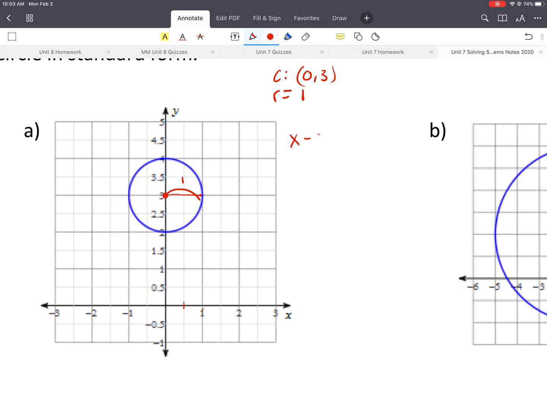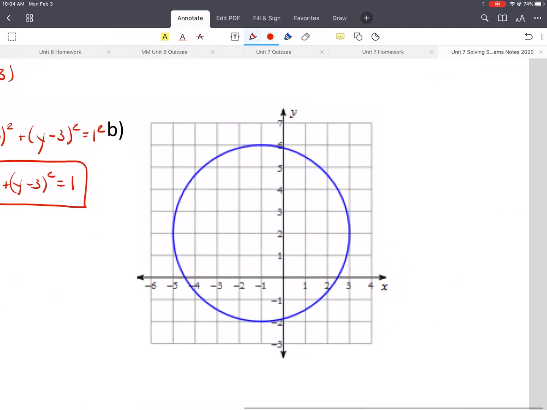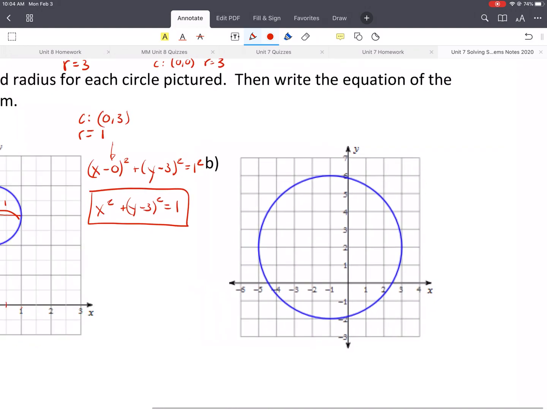So (x minus 0) squared plus (y minus 3) squared is equal to 1 squared. And then we also always need to simplify. If we have a 0 in there, we don't need to keep that, we should get rid of it. So x squared plus (y minus 3) squared, and 1 squared is just 1. You should always simplify as far as you can. Okay, so maybe try this one on your own. Label the center and radius, and then plug it into your equation.